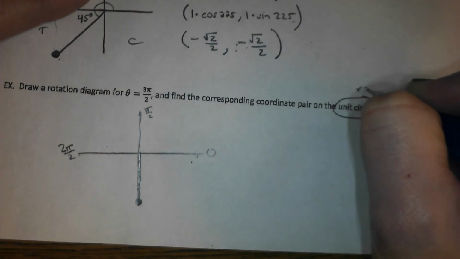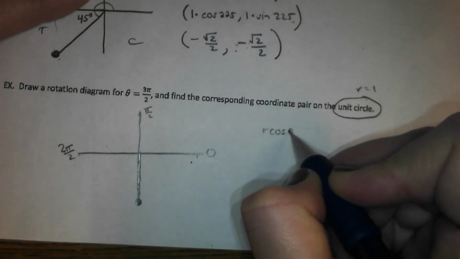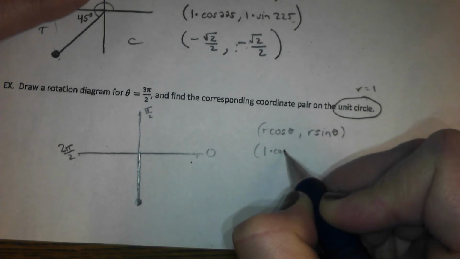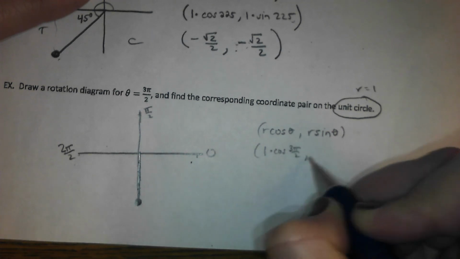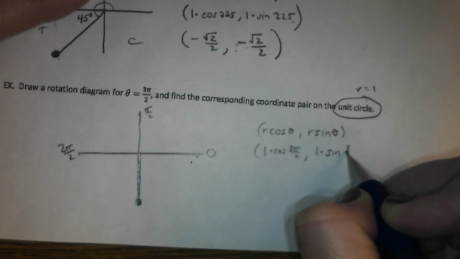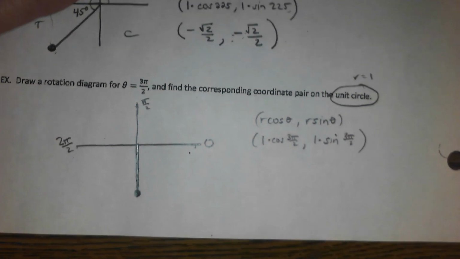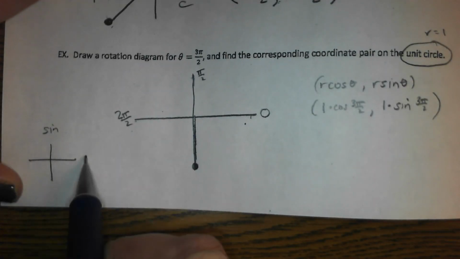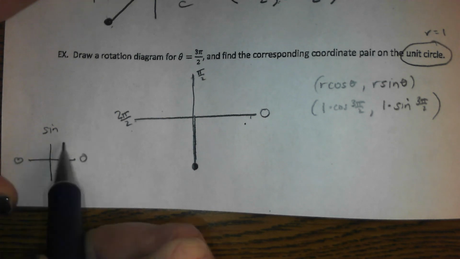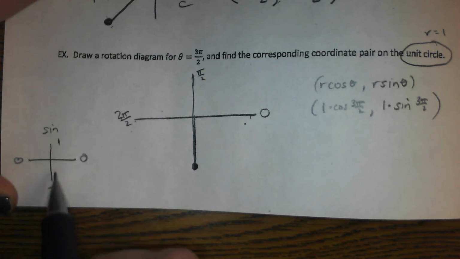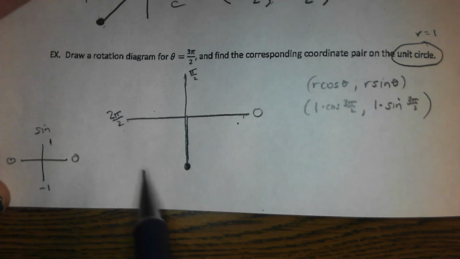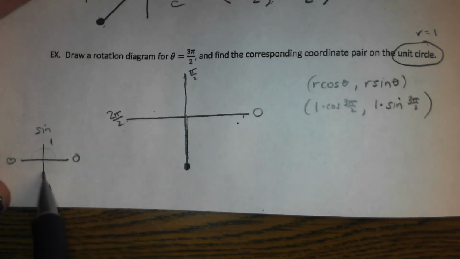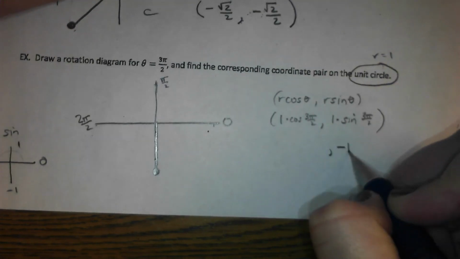So r is 1 again. So r cosine theta, r sine theta. 1 times the cosine of 3 pi over 2, and 1 times the sine of 3 pi over 2. Remember what I did yesterday. Your sines are zeros on the x-axis and 1 and negative 1 on the y-axis. So what is the sine of 3 pi over 2? Negative 1. So that's negative 1.